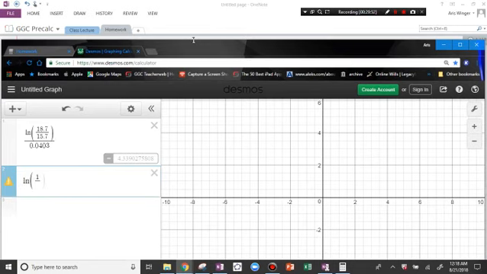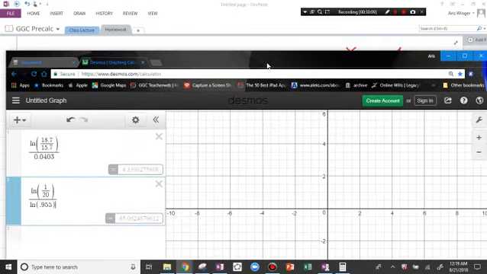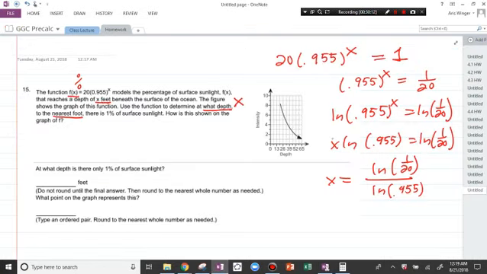ln 1 over 20, so 65.06. Let's see what the units are. And that looks about right. 1%, 65, right? So that's approximately 65. Right. What point on the graph does this represent? The x coordinate was 1, the y coordinate was 65.